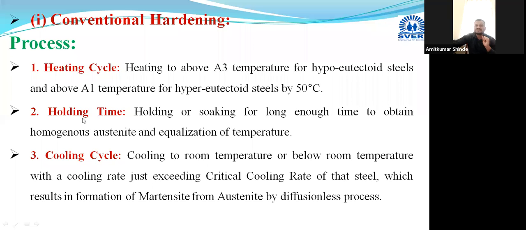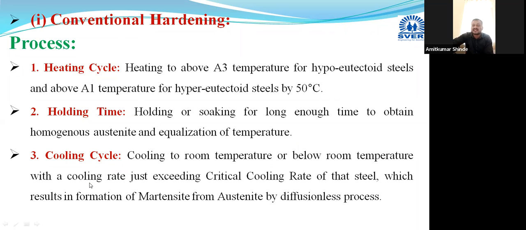Then after sufficient holding time, the third step is the cooling cycle. Now we are taking that sample and we are cooling it to room temperature. Sometimes in some specific cases, we have to cool it below room temperature also. And the very important point in this hardening is the selection of the cooling rate.